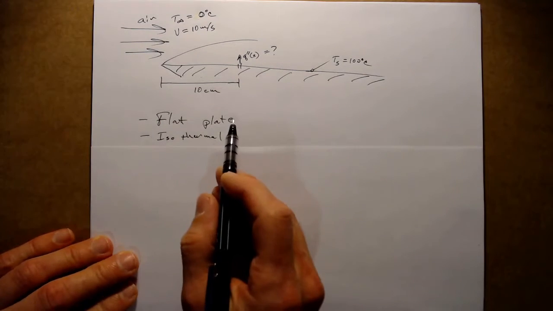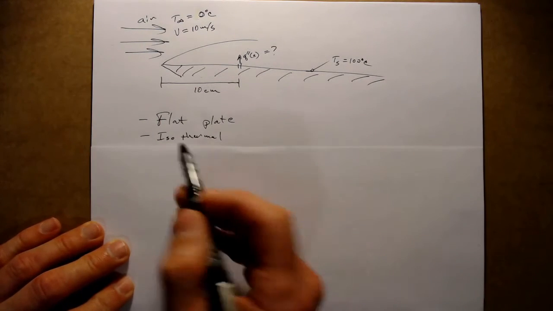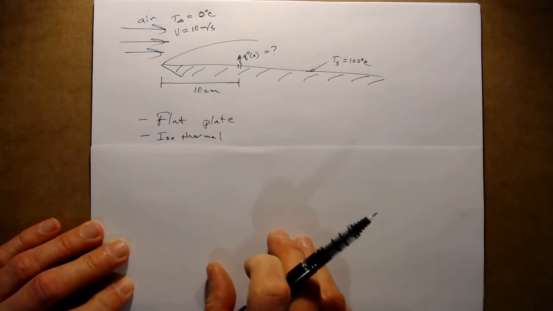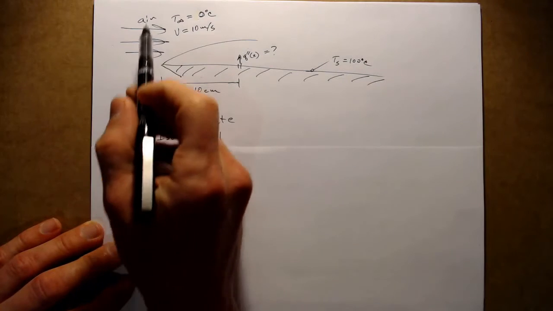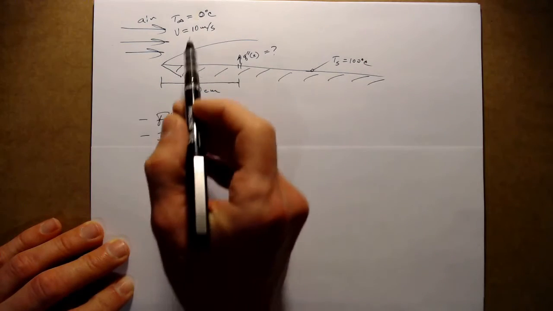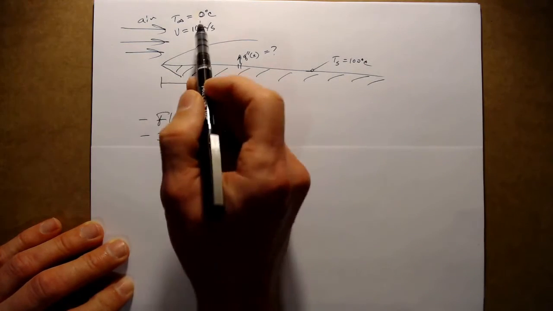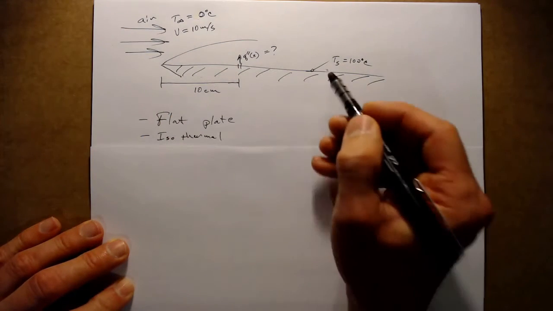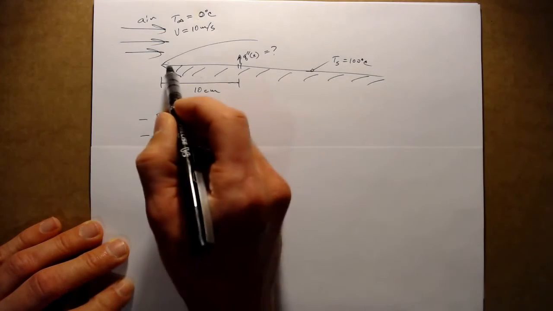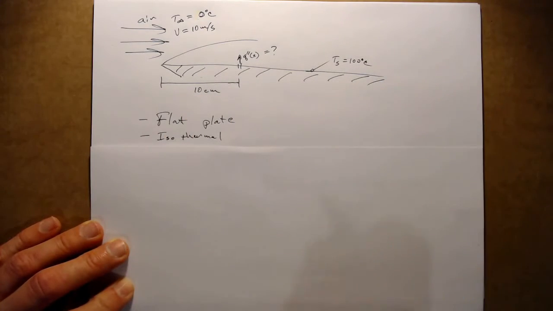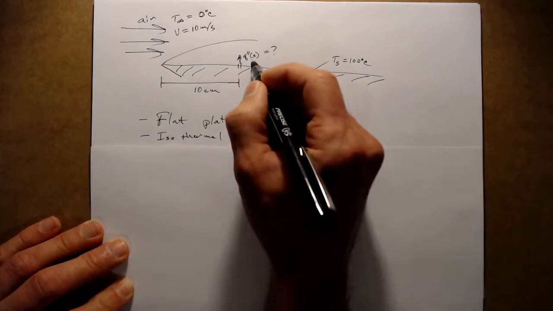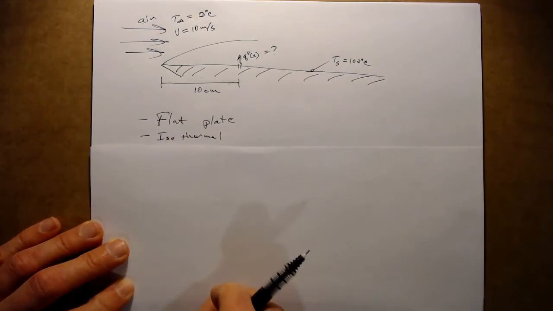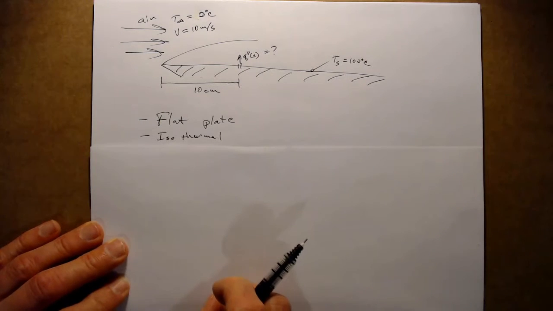So we need to know the geometry, we need to know the heating condition. We specified those for our example as a flat plate and an isothermal condition. And I'm going to plug in some numbers here. Let's say it's air flowing over this flat plate at 10 meters per second at a free stream temperature of 0 degrees Celsius. Let's say the surface has a constant temperature of 100 degrees Celsius, and we want to know what the heat flux is at a certain position. Let's say it's 10 centimeters from the leading edge of that plate.